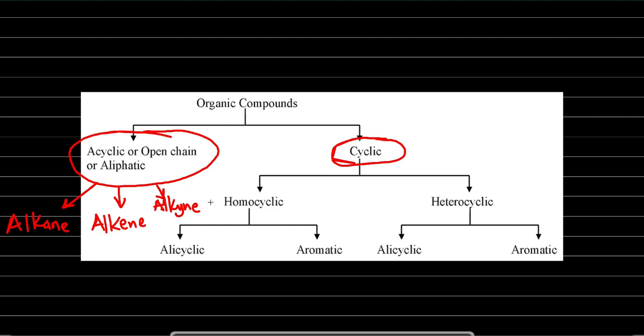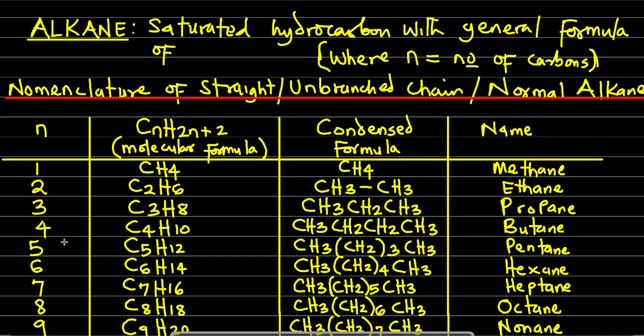Since we've established the types of open chains we're going to be looking at, alkanes, alkenes, and alkynes, let's dive into this. The first hydrocarbon we're going to be looking at today is alkanes. Now, you may want to ask yourself, what is an alkane? An alkane is a saturated hydrocarbon.